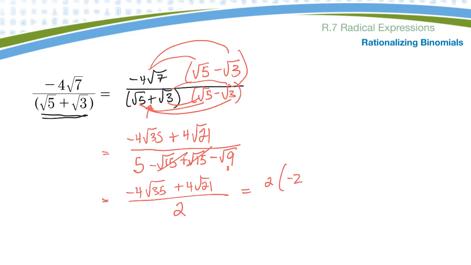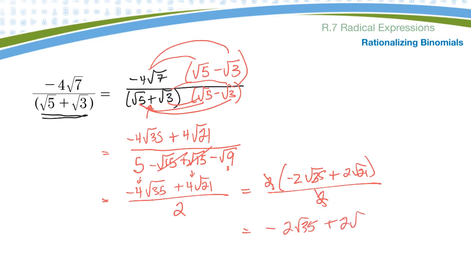And you'd be left with minus 2 root 35 plus 2 root 21. Notice I just factored out of that number and that number. And then the 2's there are common, a factor of 1, so I can get rid of them. So my final answer would be minus 2 root 35 plus 2 root 21.